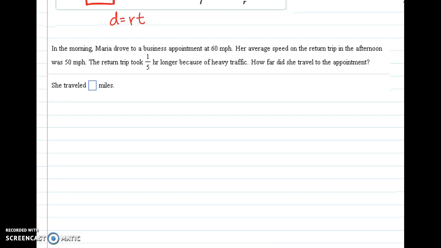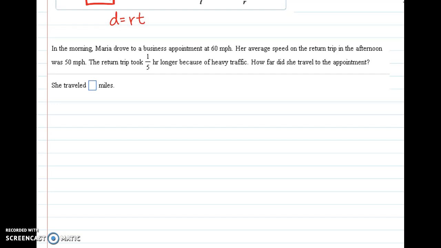So this first one: in the morning, Maria drove to a business appointment at 60 miles an hour. Her average speed on her return trip was 50 miles an hour, and it took 1/5 of an hour longer because of heavy traffic. Nobody speaks like that, but it's kind of helpful because our units have to be hours. How far did she travel to her appointment?